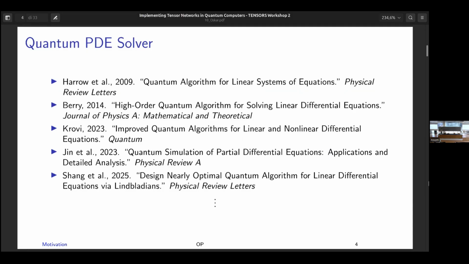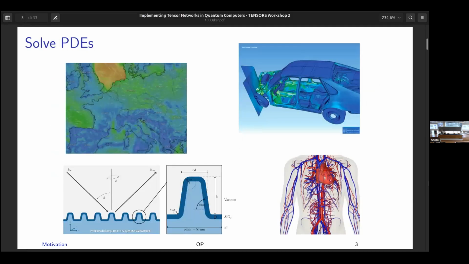My motivation is that I want to solve partial differential equations, and they come in various forms. For example, you want to model weather forecasting, you want to do a crash test simulation, maybe scatterometry, nanometrology, or medical applications. They come in any form possible.